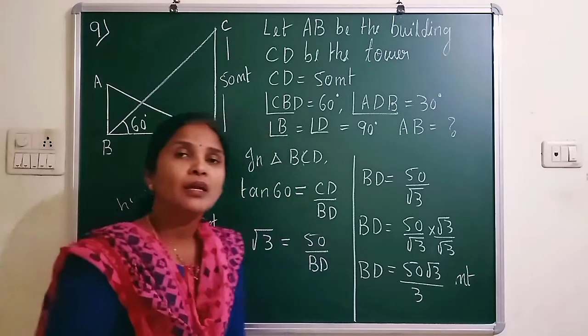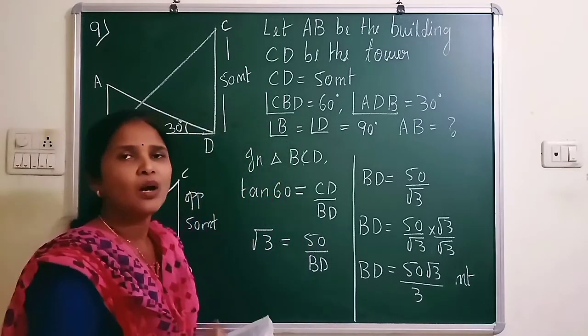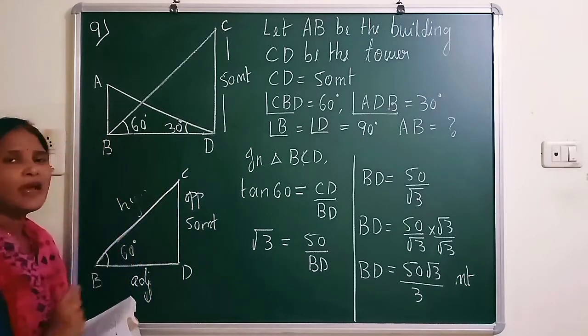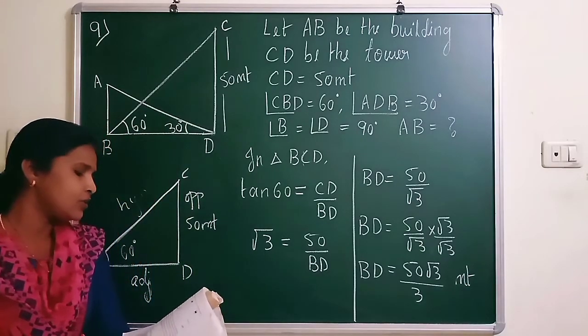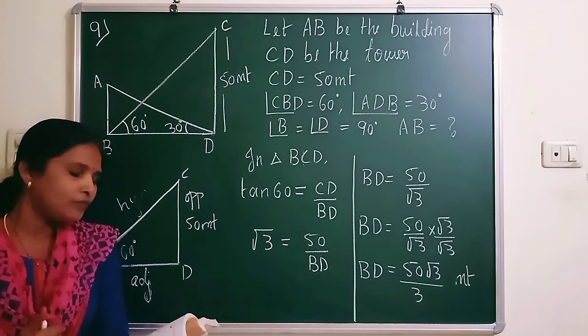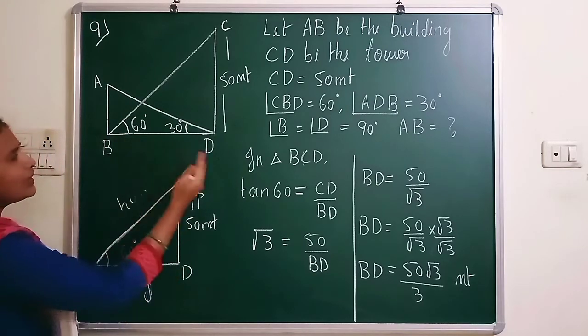Before I start, let me read the question. All of you be ready with your textbook and along with me start analyzing the question. So here is the diagram and the question is like this. You can see the angle of elevation of the top of the building from the foot of the tower is 30 degree. So you can see the diagram here.